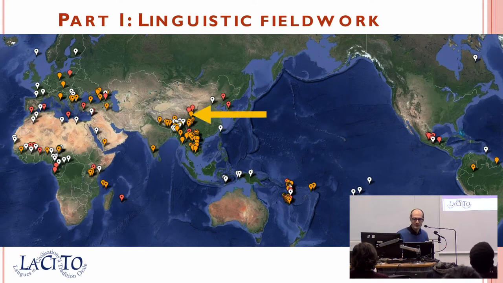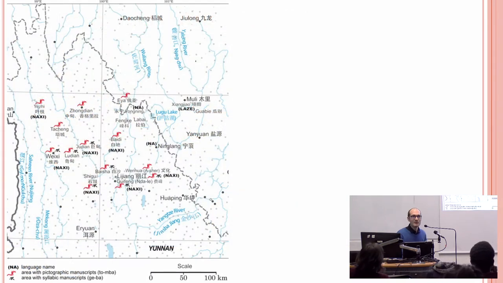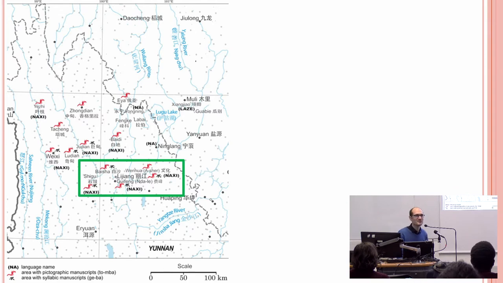For instance, my own fieldwork took place here. It has its little pin on the map. For people familiar with Southwest China, here is a close-up map showing the position of Nasi. So the Nasi language, you may have heard about it because it's famous for its pictographic script. And the pictographic script area is shown on the map with little red dragons for the corresponding places.